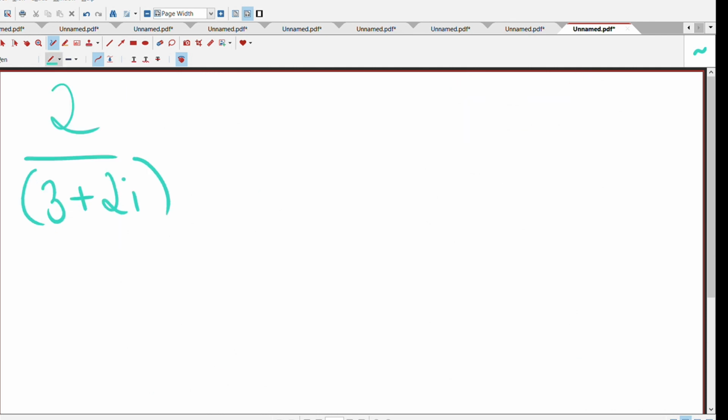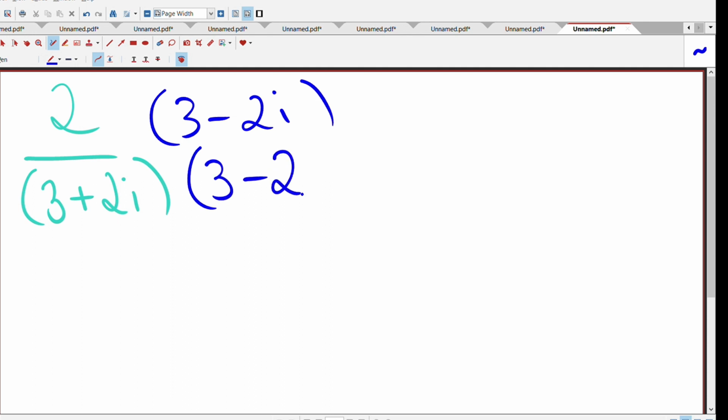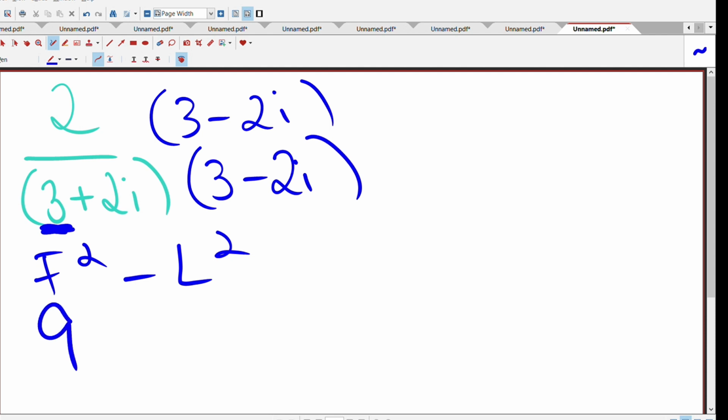And I'm going to do it the shortcut way now. I'm going to multiply by the conjugate because I know I'm not allowed i in the denominator. So instead of me foiling, I'm going to remember first squared minus last squared. So I'm just going to look at the first guy, which is 3, and I'm going to square it. And I'm going to look at the 2i. And if I forget, I could write 2i, which is first. I'm going to write the minus sign down and then put 4i squared.